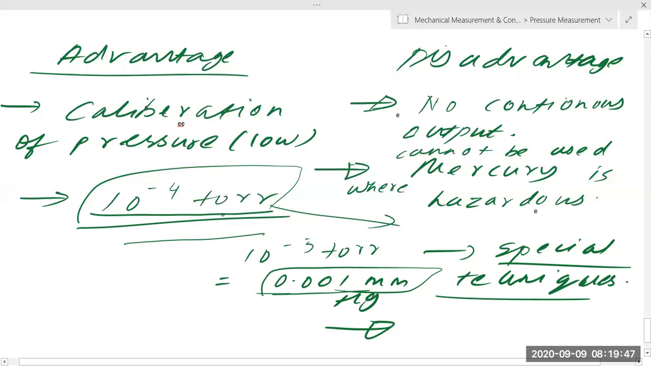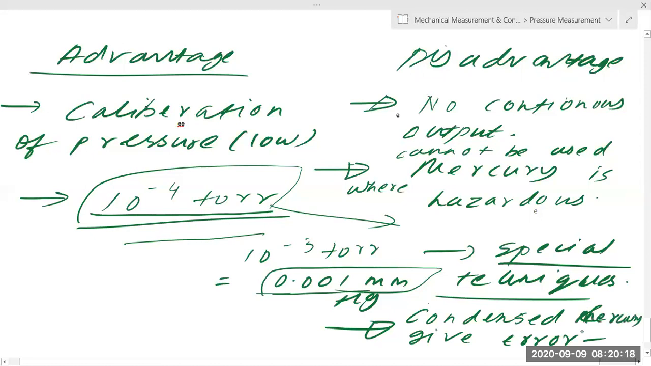Now one more disadvantage is that when you compress the gas, the mercury is condensed, and it can lead to serious error. The pressure is already very low, so if the pressure is low, the mercury can automatically get condensed and give error. Condensed mercury can give error at low pressure.